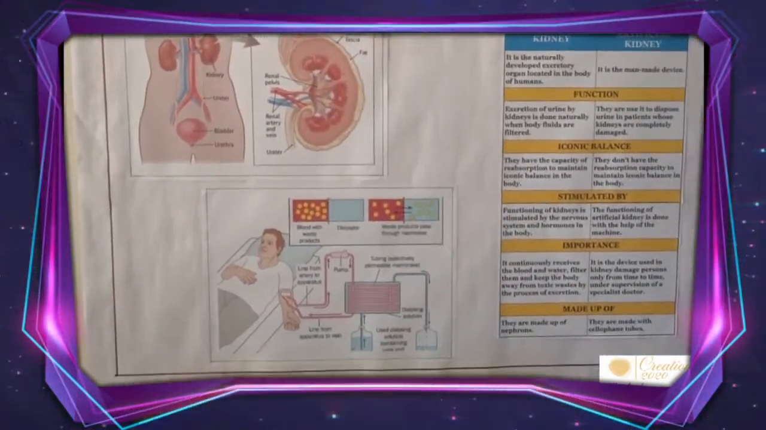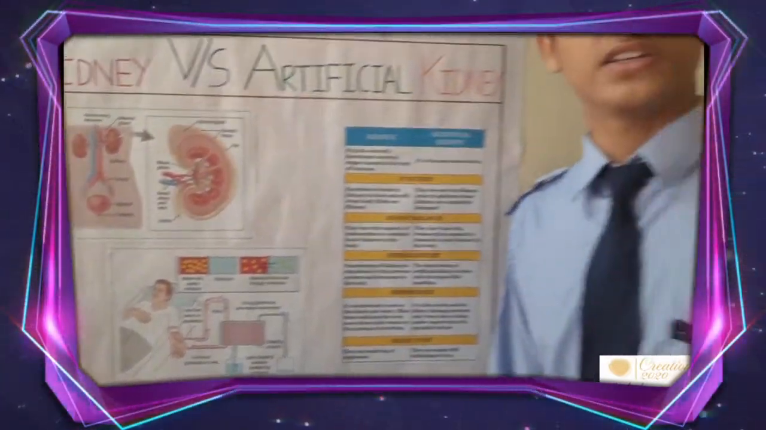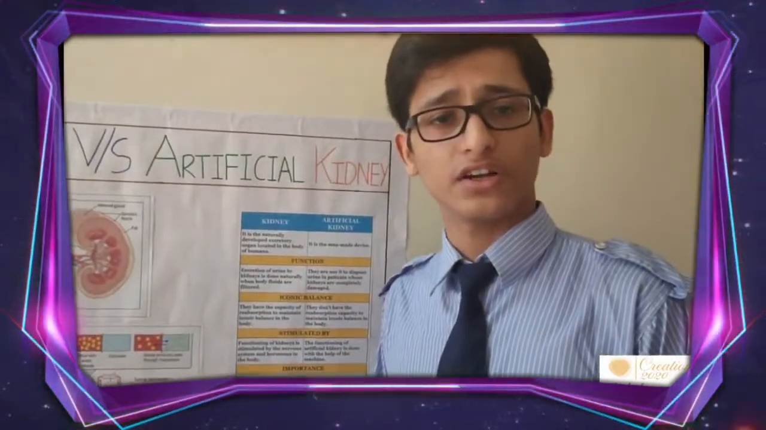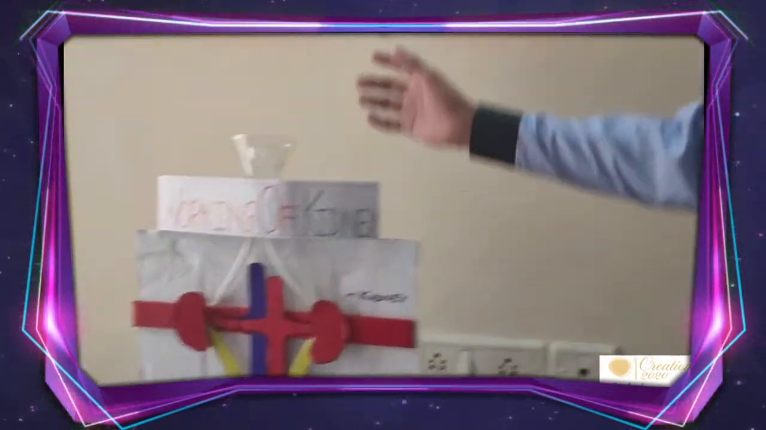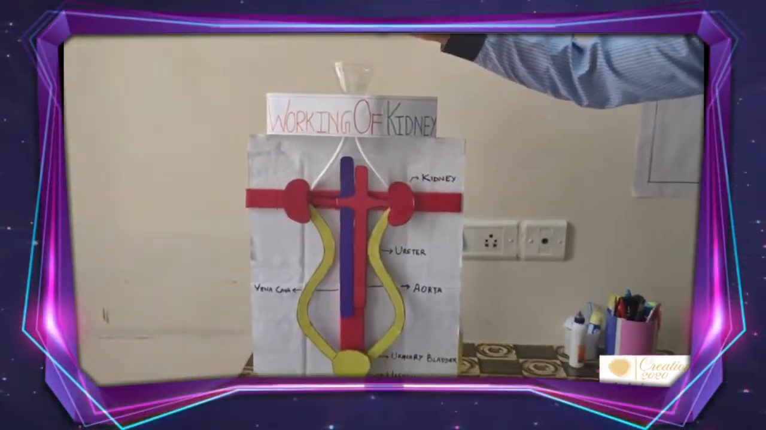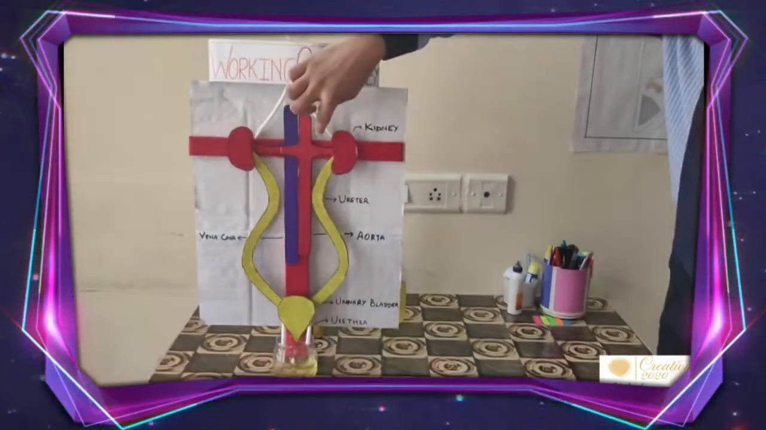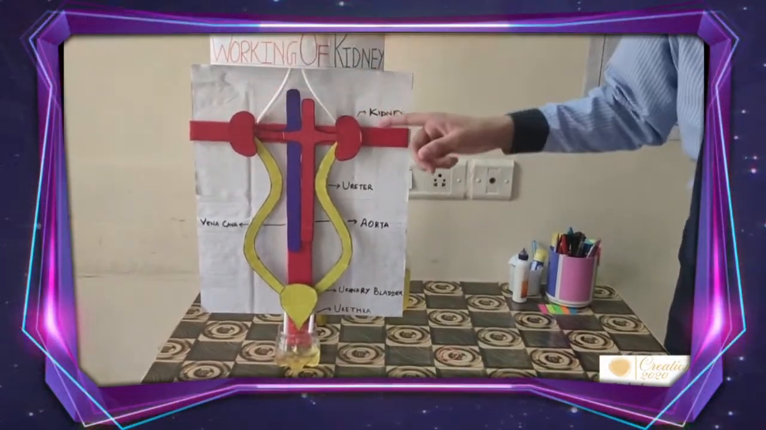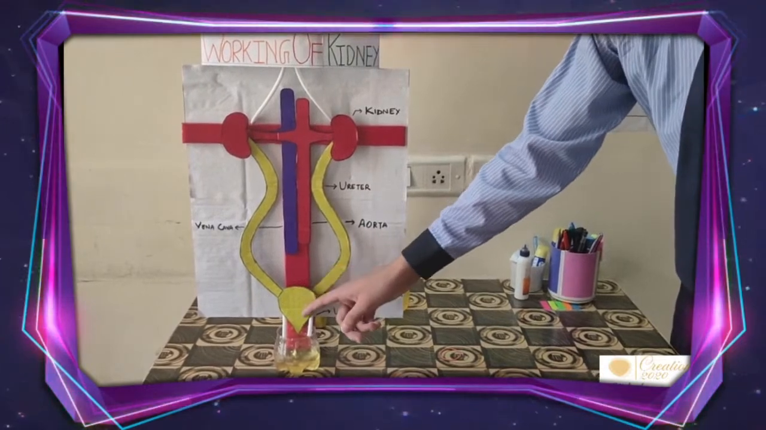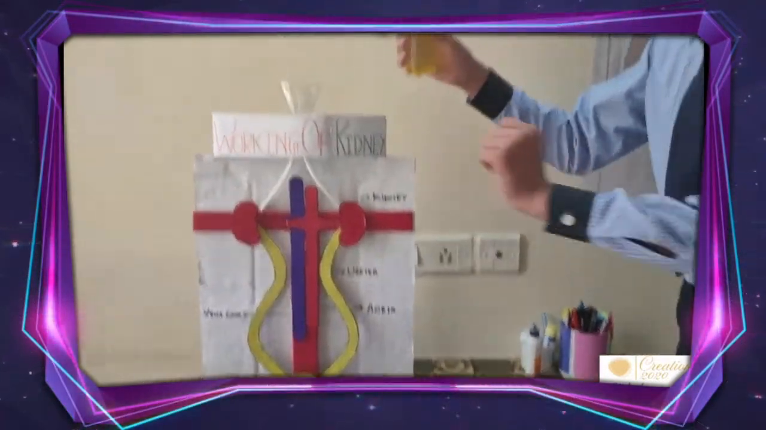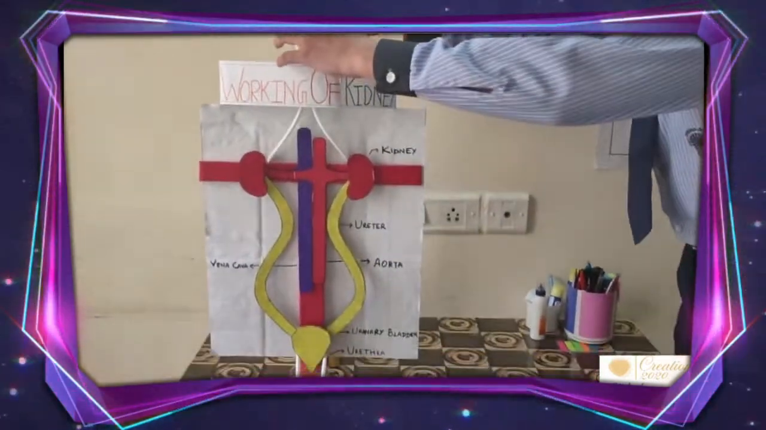Artificial kidney are a human-made device used to replace the kidney in humans in case of kidney failure. Now let us discuss the working of kidney. Unfiltered blood from the body moves to the kidney through the renal artery and renal vein. This is the kidney. This is the ureter, urinary bladder and urethra.